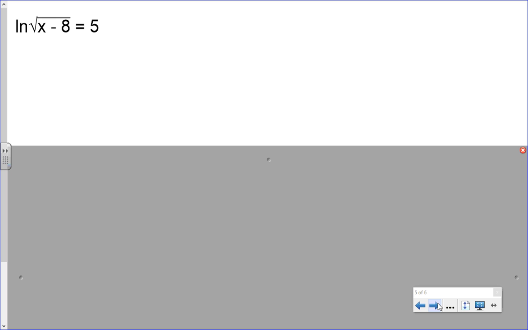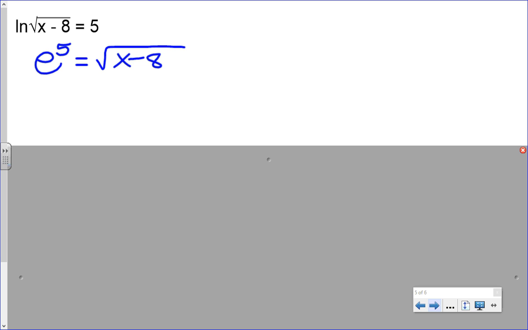First thing I'd ask myself, is the logarithm isolated? It is. Now, there are a couple different ways that you could go about this problem, but it is perfectly fine to keep it like this and rewrite it. So this is log base e. So we can write e to the power of 5 equals the square root of x minus 8. Some of you may choose to expand that logarithm and take care of the power first. Either way, we're still going to get to the same place.